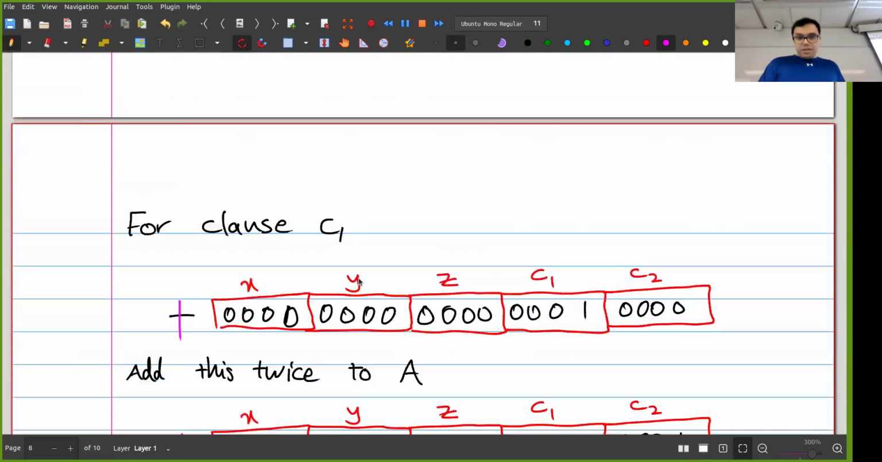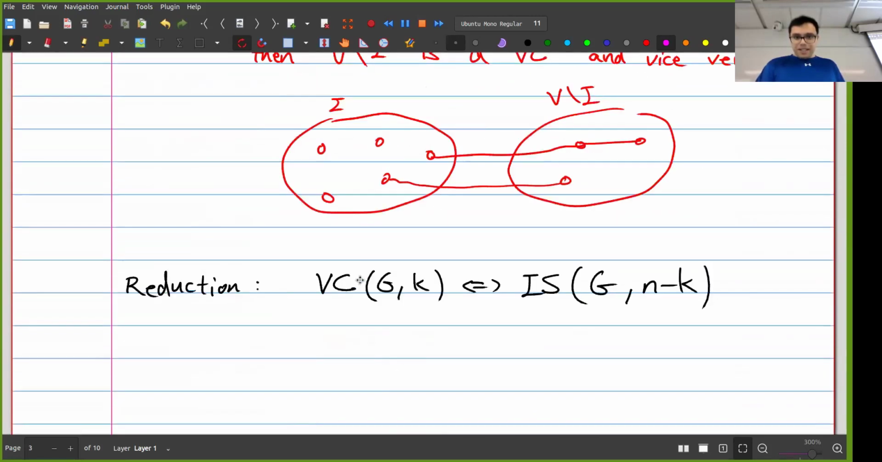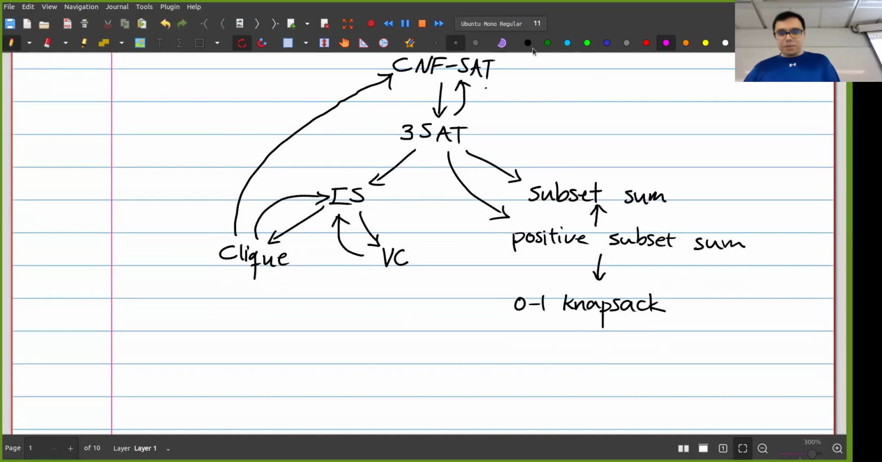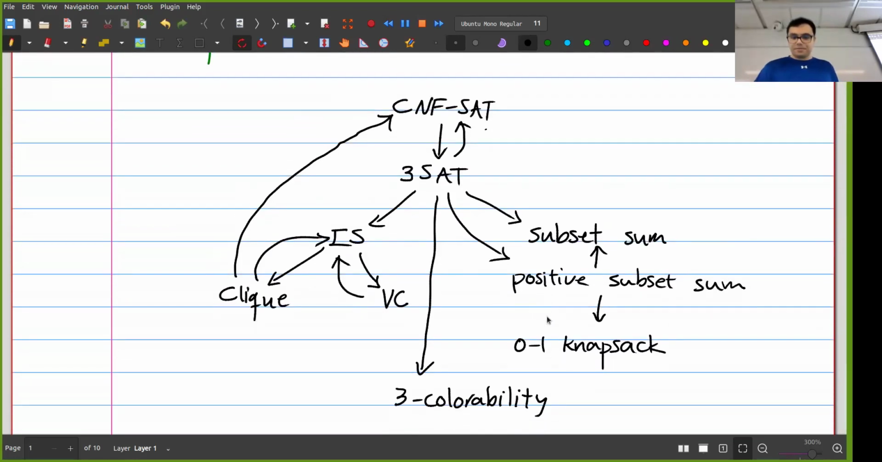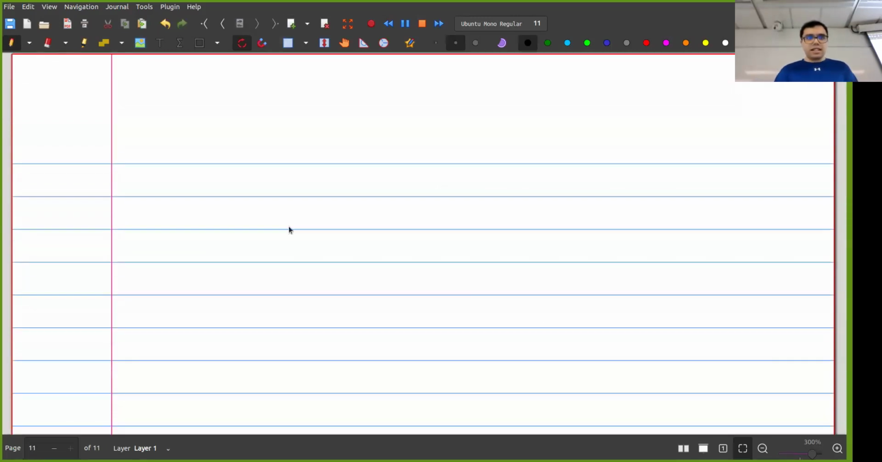Great. Let me show you one more reduction, and then we will move on. Our favorite problem, 3-colorability. I want to go from 3-SAT to 3-colorability. Let's do this. So again, just to remind you, what is 3-colorability?